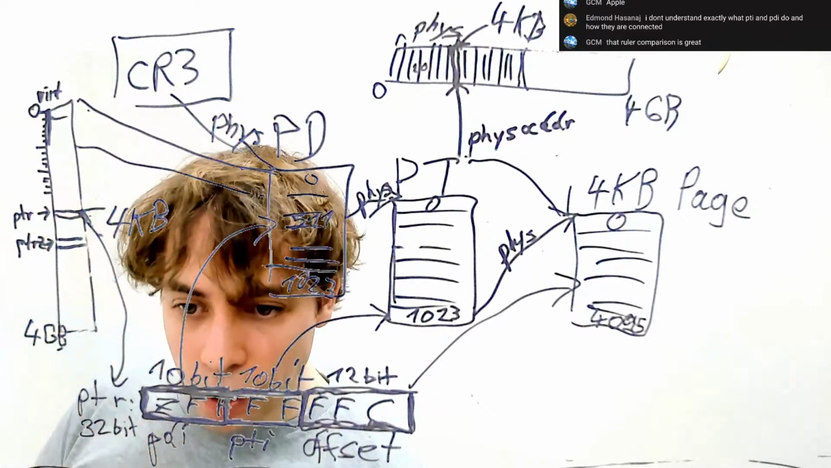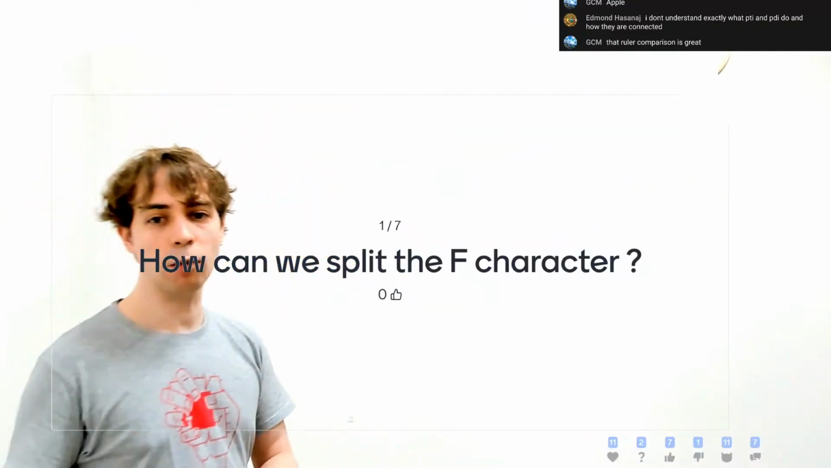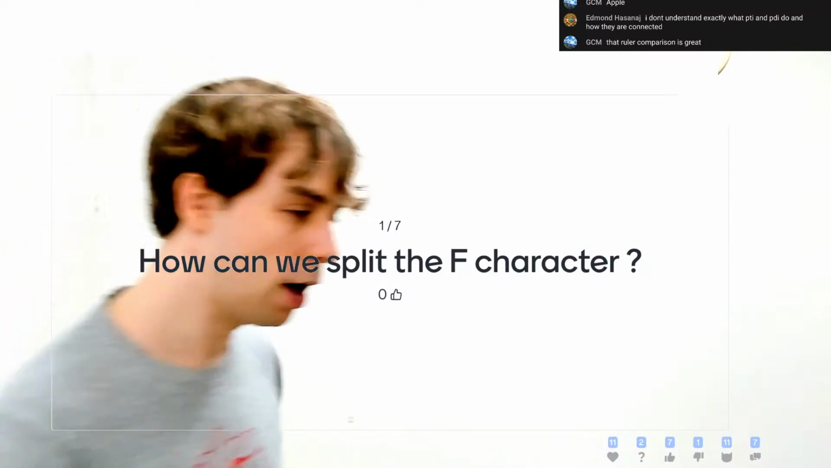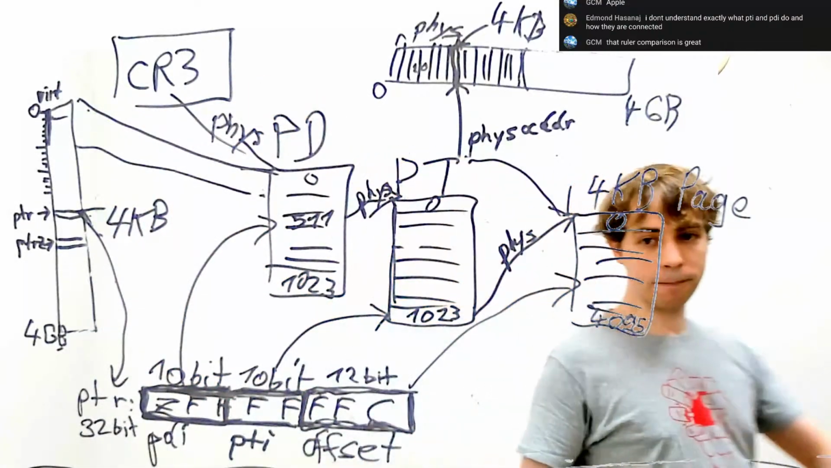And let's continue with the next question. How can we split the F character? Oh, then we get into hex computations. How do we do that? So let's do that. Okay.